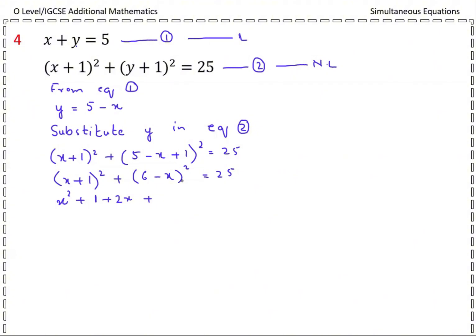In the same way, we will expand this bracket. Square of 6 is 36. Square of x is x squared. Multiply 6 by 2 and then by x. And as we have a minus sign here, it will be minus 12x is equal to 25. We'll simplify it further. 2x squared minus 10x. 36 plus 1 is 37. And 37 minus 25 is 12.